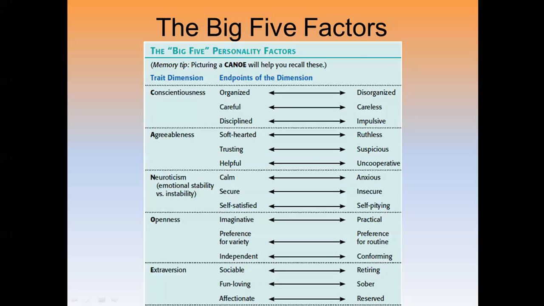And I love David Myers' little mnemonic right here. Picturing a canoe can help you recall these Big 5 factors. So conscientiousness, agreeableness, neuroticism, openness, and extroversion.